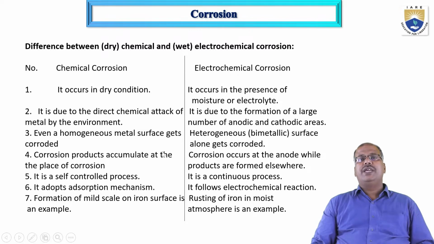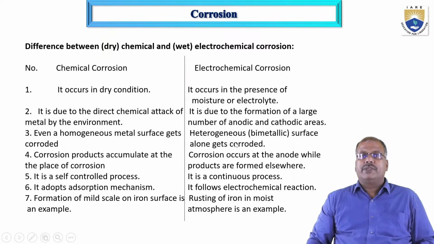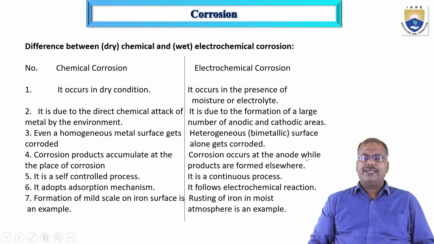Corrosion products accumulate at the place of corrosion in chemical corrosion, whereas in electrochemical corrosion, corrosion occurs at the anode while products are formed elsewhere. We have seen in the mechanism that the electrons released at the anode are taken by the cathode, and yellow rust forms. All those things we have seen.